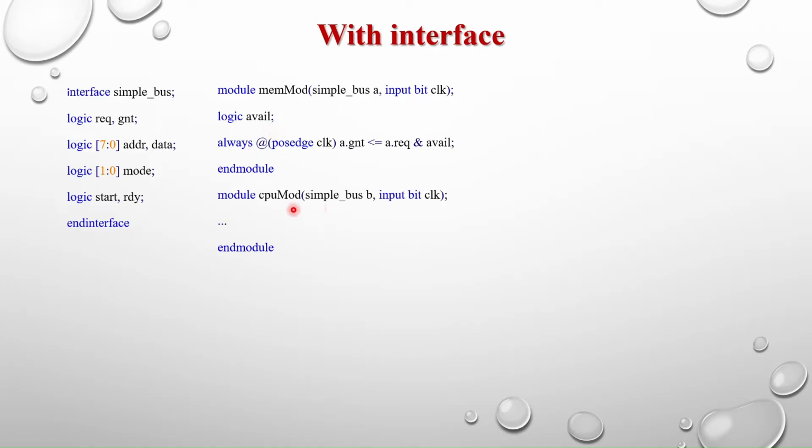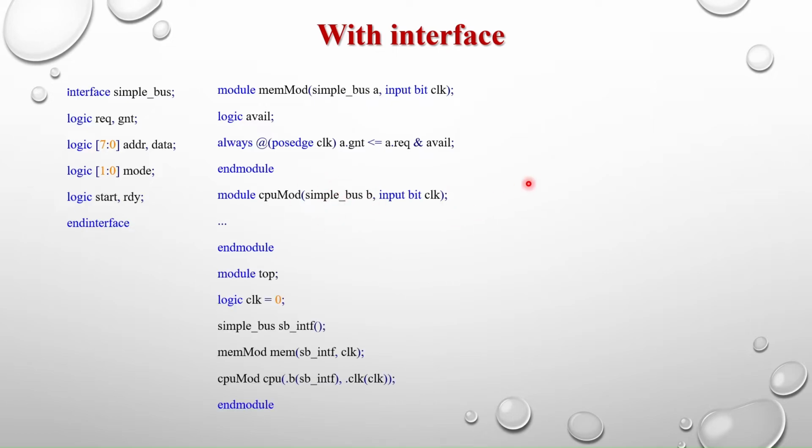Okay, and this is some logic in the mem mode, and this is the CPU mode. Similarly, I'm just passing the interface and taking the clock. That's all. Here I'm not declaring all the signals, right? If I declare all the signals, it will take multiple lines again. So instead of that, I'm just passing the interface to the port list.